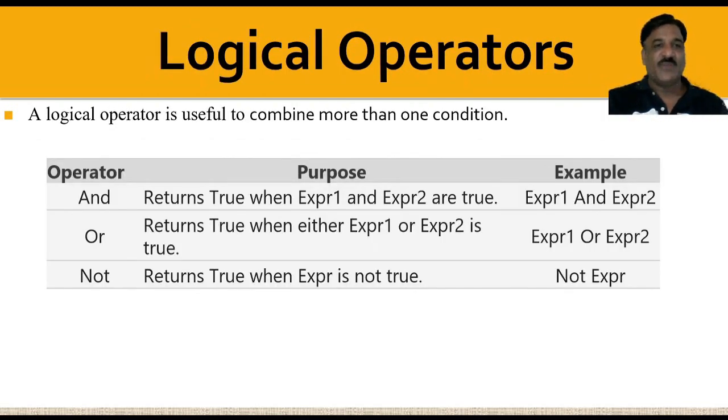Remember how to write the not equal to symbol. Then we have logical operators, which are useful to combine more than one condition. We can use logical operators like AND, OR, and NOT. The NOT operator is simply a negation operator; it will simply negate the result.